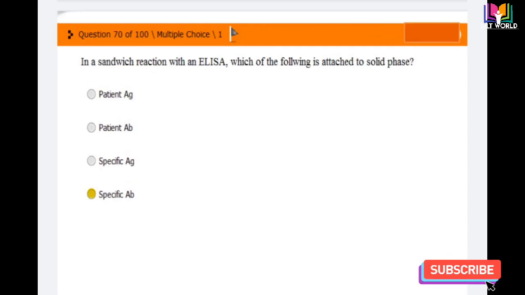Question number 70. In a sandwich reaction with an ELISA, which of the following is attached to the solid phase? Options are patient antigen, next option is patient antibodies, third option is specific antigens, and the last option is specific antibodies. The correct answer is the last option. Specific antibodies will be attached to the solid phase in a sandwich ELISA.